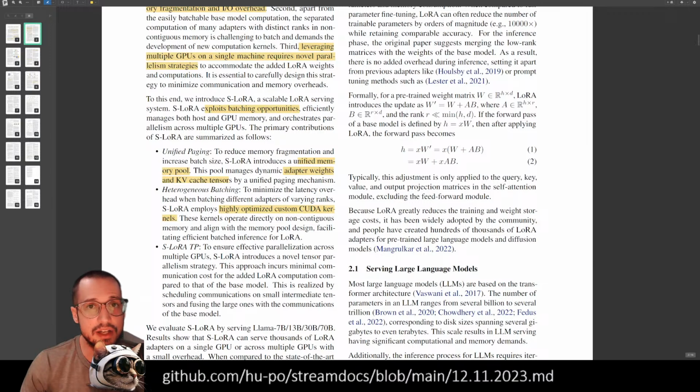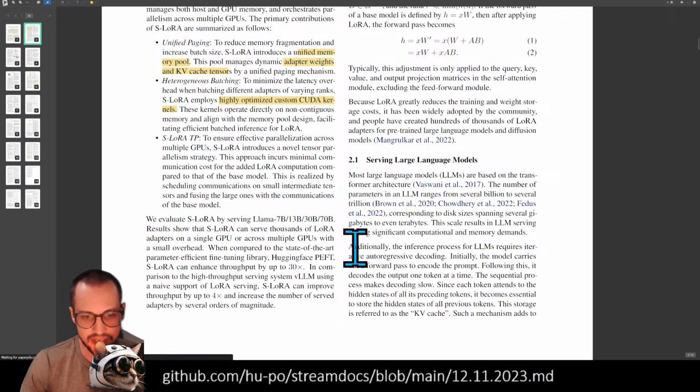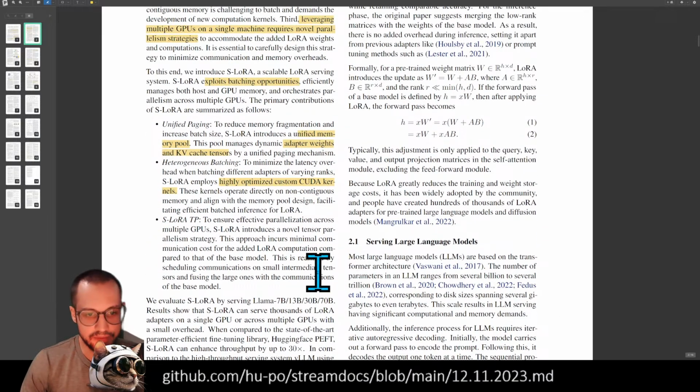Is selecting the adapter by token batch or by user query? I think they split it by token, but that's just me skimming through this paper. I think we're going to have to read through the rest of this to answer that question, Josh. Okay, so, highly optimized custom CUDA kernel.